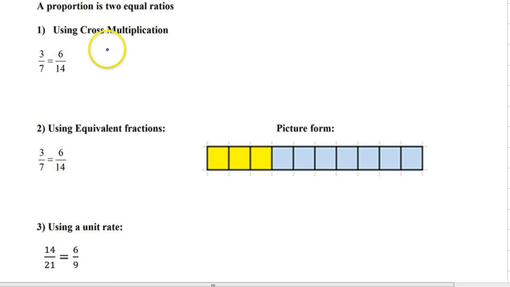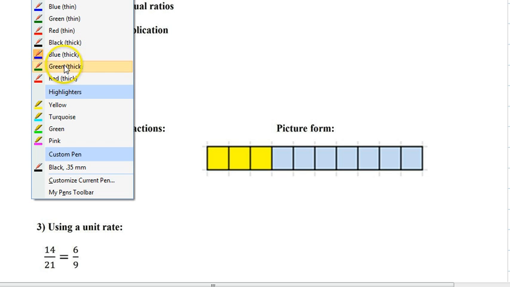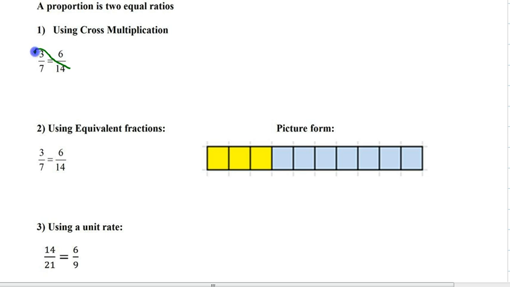So the first method is called cross multiplying, and what you do is you just circle and multiply. So that's 3 times 14, and then cross circle and multiply 6 times 7. This is a true method. You can cross multiply, cross an equal sign.